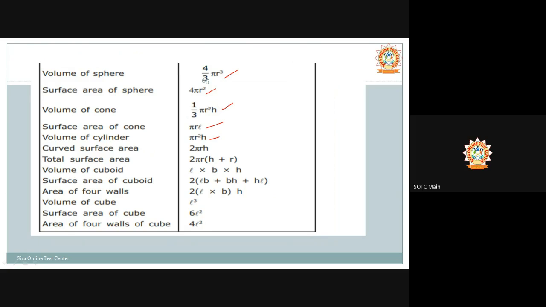So not all of these will come. You just need to remember some of them, right? Majorly they will be asking the surface area of cube, volume of cuboid, volume of cone, volume of sphere, those kinds of questions, right? So now just try to see the question.